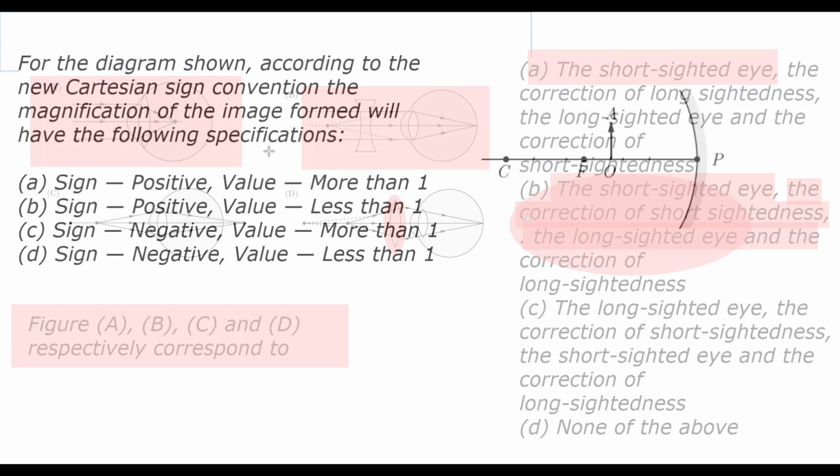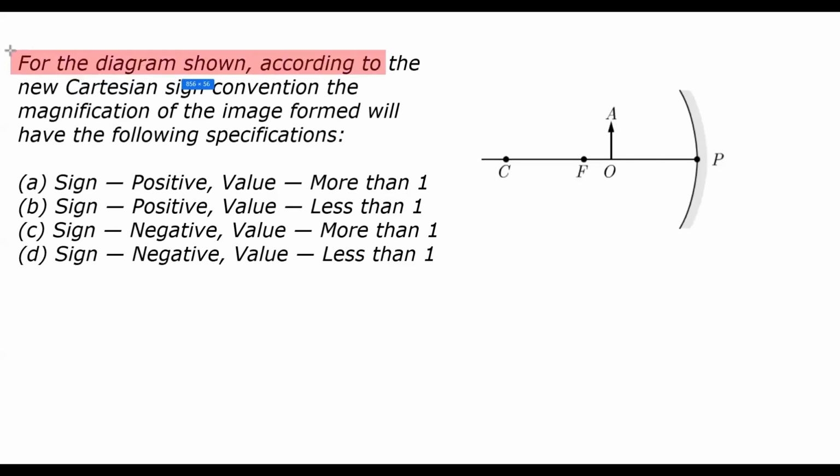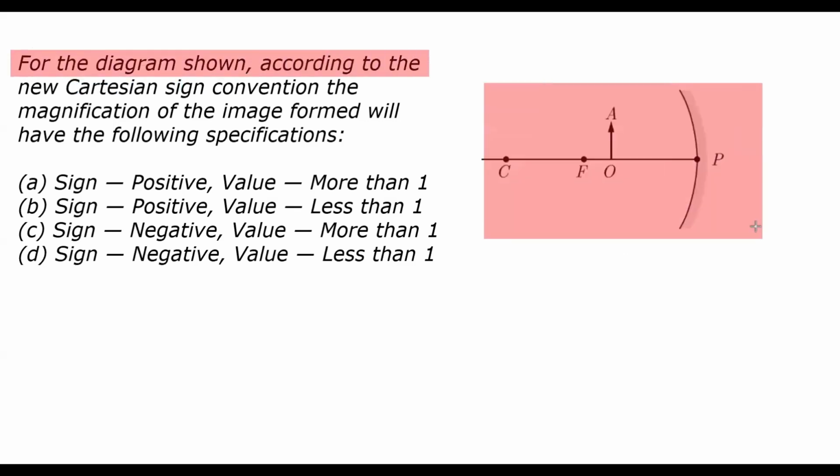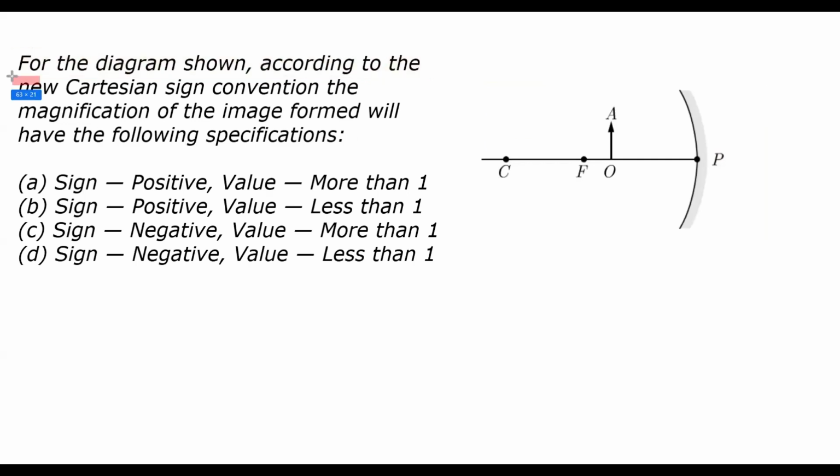Option B is correct. In this question, we have a diagram over here, and this is according to the new Cartesian sign convention. The magnification of the image formed will have the following specification. But before we read the options, let's understand this is a concave mirror where the object is placed between F and O. And what do we know? That when the object is between F and O, the image formed is virtual, erect, and enlarged.